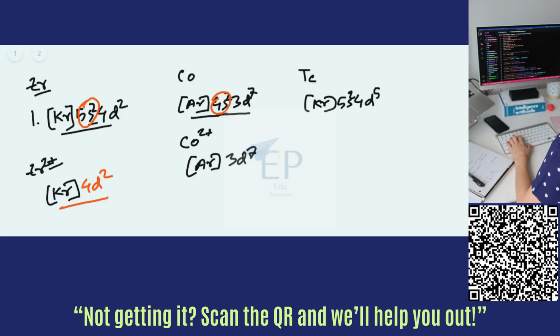Okay, and then we have to find out the electronic configuration for Tc3+. That means we will have to remove 3 electrons from here. So we'll have to remove these 2 and 1 from here. So our electronic configuration for Tc3+ will be krypton 4d4.